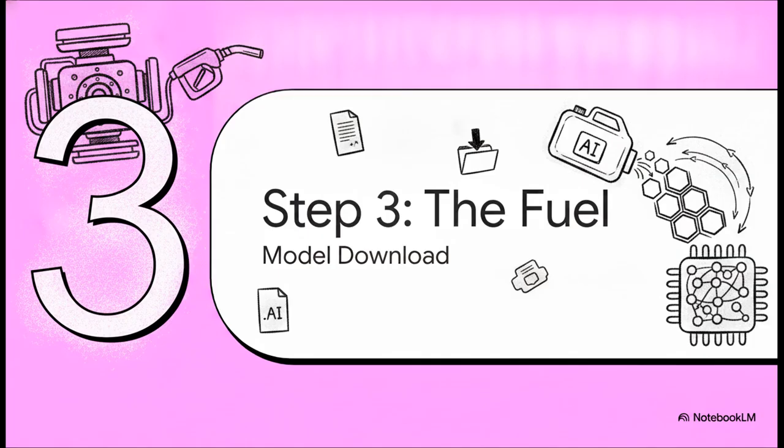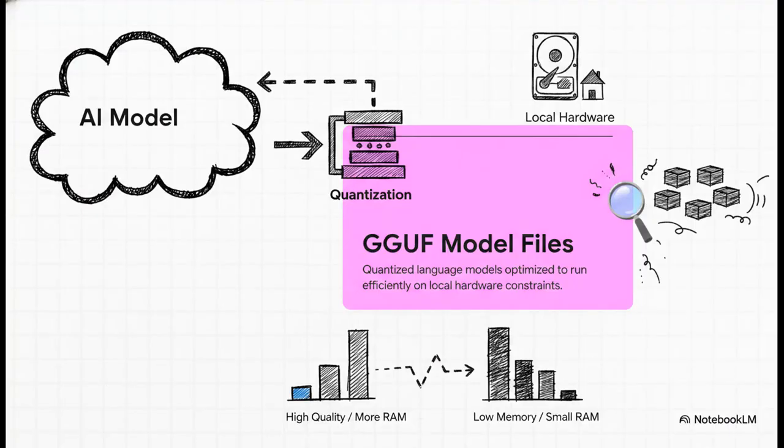Which brings us to step 3, the fuel. So an engine really can't do much without fuel, right? And for TensorSharp, that fuel is the GGUF model file. If you're not totally familiar with them, GGUF files are basically quantized language models. Quantization is just a clever technique that compresses these massive AI models so they can actually run efficiently on standard local hardware, without needing hundreds of gigabytes of RAM. When you go to download a model, you're going to see different quantization levels.